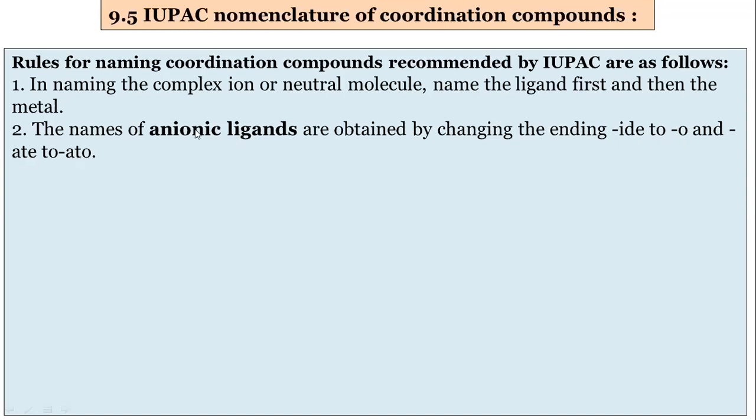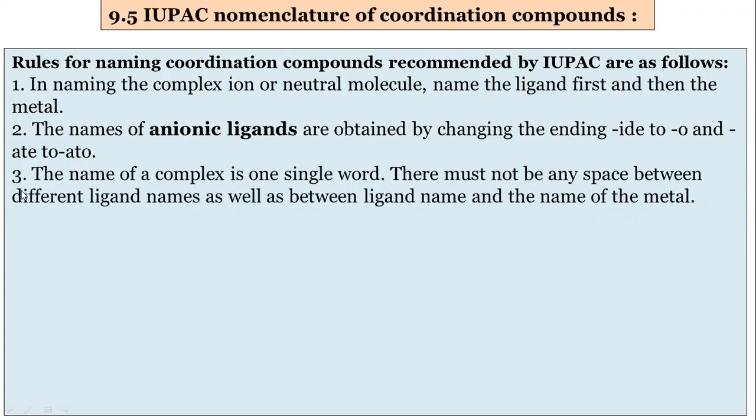When the negative ligands are there, anionic ligands, we have to make such a change. Then rule number 3: the name of a complex is one single word. Remember this one. The name of the complex should be one single word, and there must not be any space between the different ligand names as well as between the ligand name and the name of the metal.